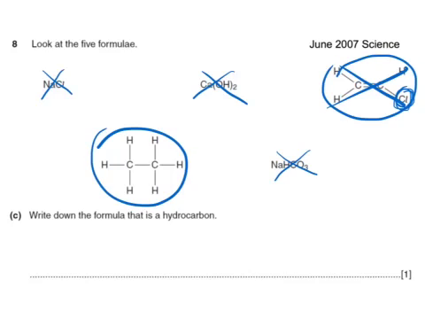So we would copy down that formula for an answer, CC with six hydrogens, or we could write down its formula C2H6.